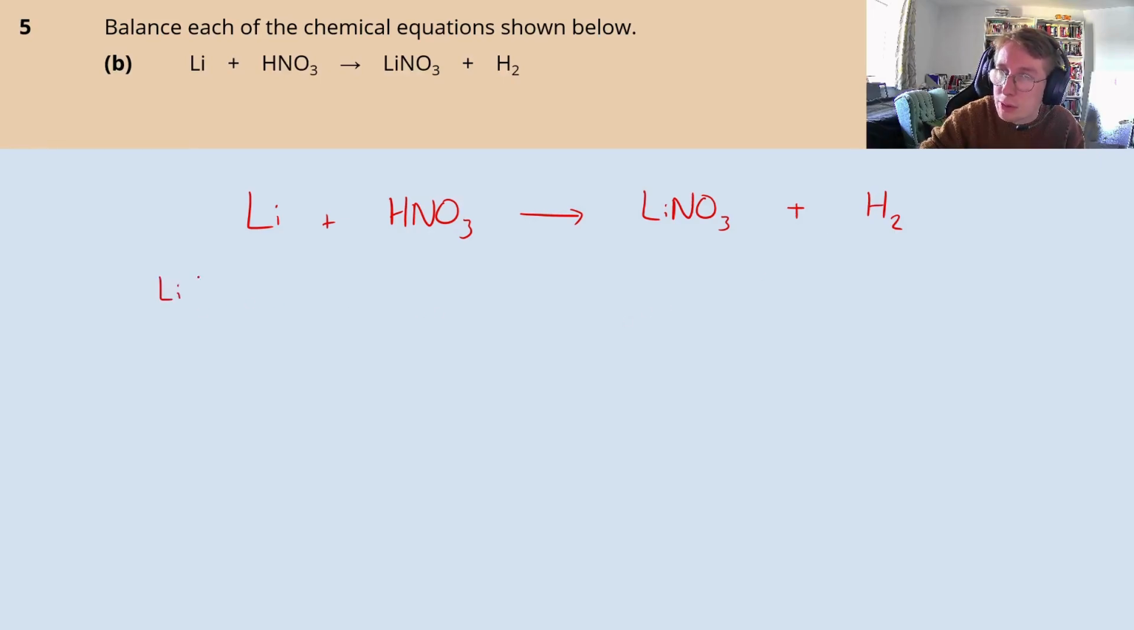So let's consider this. We've got Li, we've got H, we've got N, and we've got O. Those are the 4 elements we've got in there. So I'm going to use my little table method again. And I'm going to count up, first of all, my lithium atoms. So I've got 1 on the left, and I've got 1 on the right. That's balanced so far. Fantastic. Now let's look for hydrogens, H's. So we've got 1 on the left-hand side in HNO3. We've got 2 on the right-hand side in H2. That's not balanced. We're going to need to come back to that and sort that out in a minute.